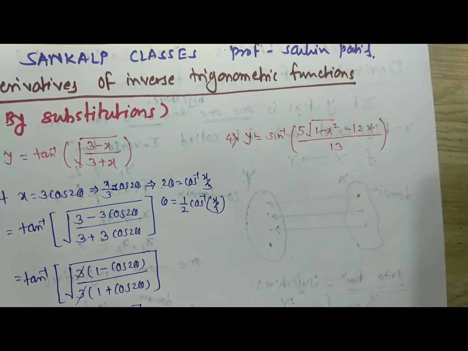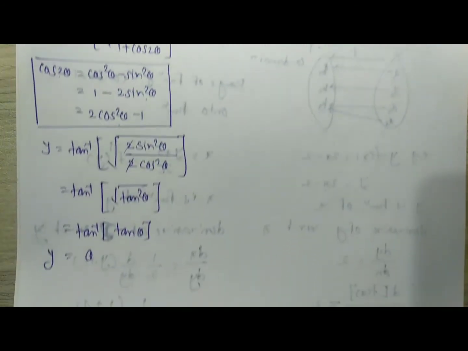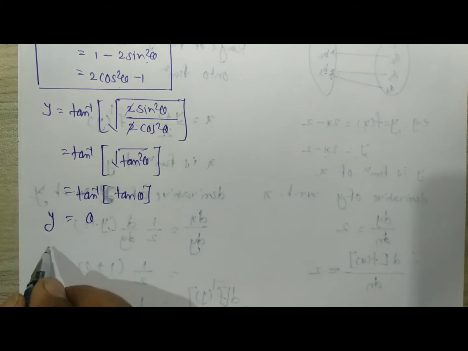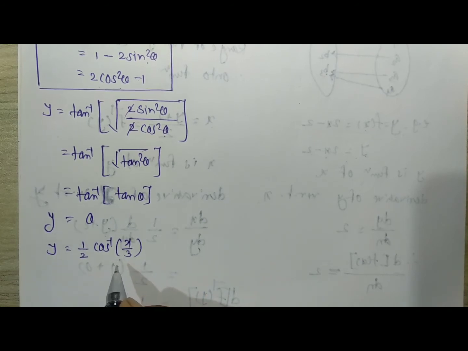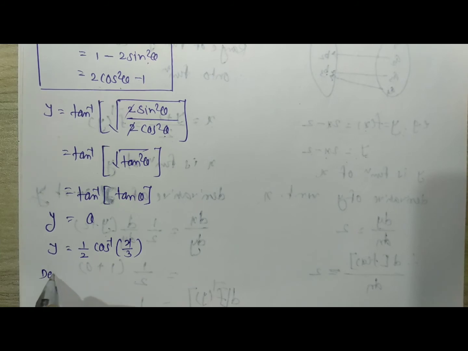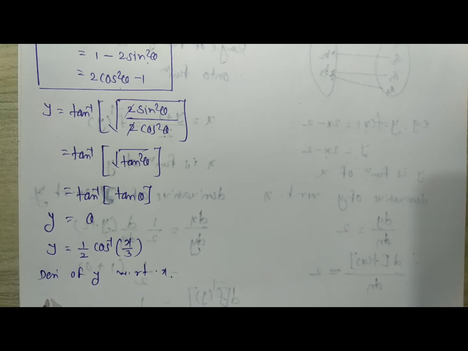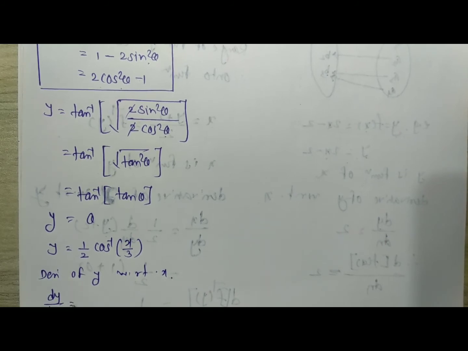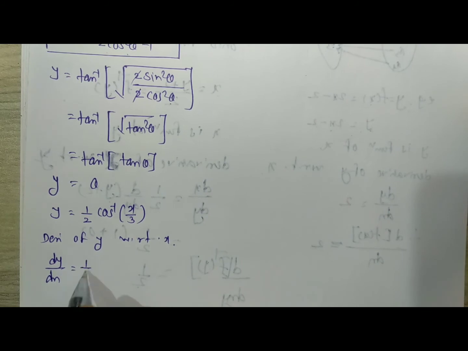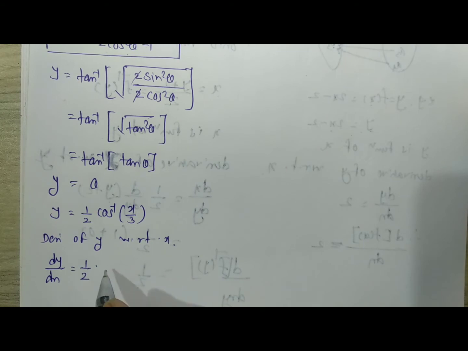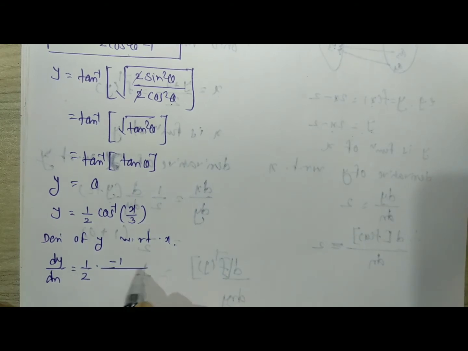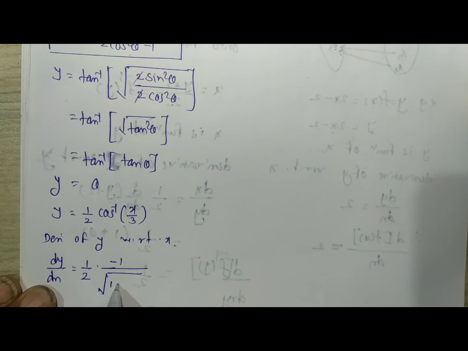Now this value of theta is taken inside the expression. y is equal to 1/2 cos inverse x divided by 3, and y is a function of x, therefore the derivative of y with respect to x, dy by dx, is equal to 1/2, a constant taken as it is, and the derivative of cos inverse is nothing but minus 1 divided by square root of 1 minus x square.